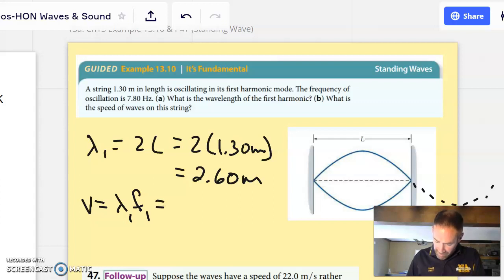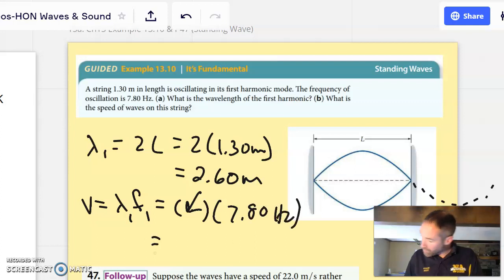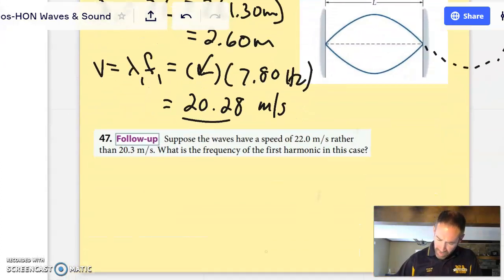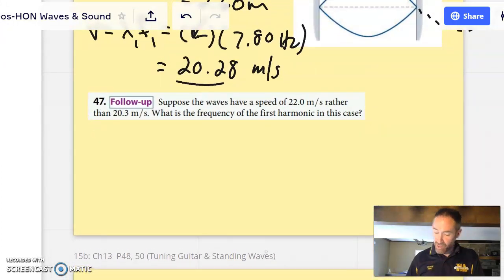So I'm going to take the fundamental wavelength, 2.60, and multiply by the fundamental frequency. They told me that was 7.80 hertz. And whenever I do that, I get 20.28, 20.3 with significant figures, meters per second. Now, in the follow-up on number 47, they say, suppose the waves had a speed of 22 meters per second rather than 20.3. What's the frequency of the first harmonic in this case?